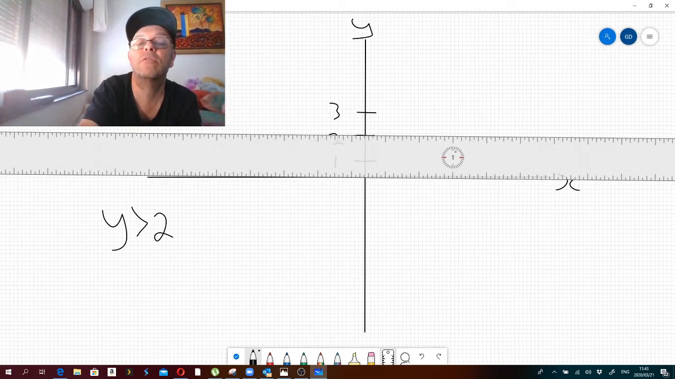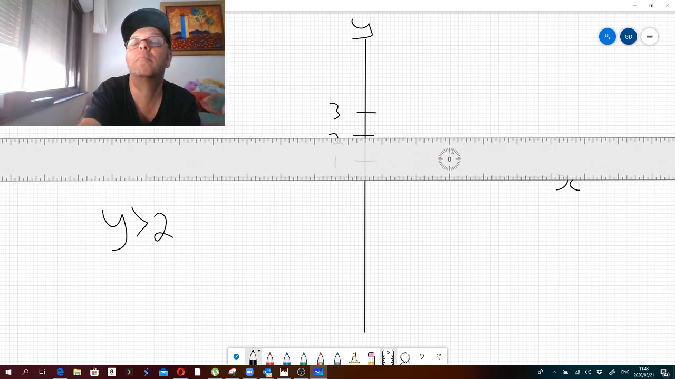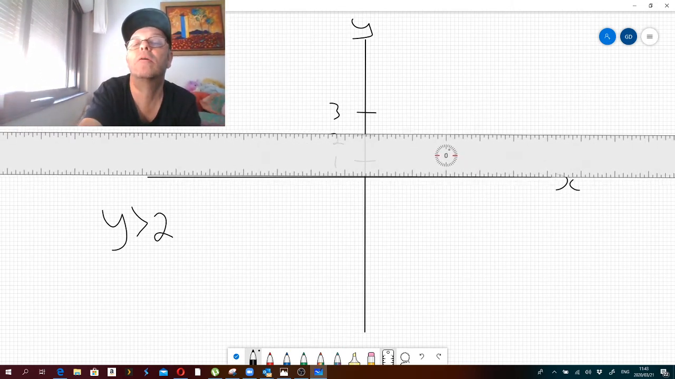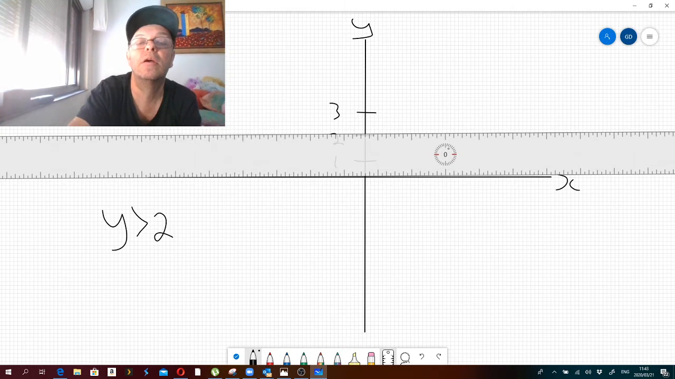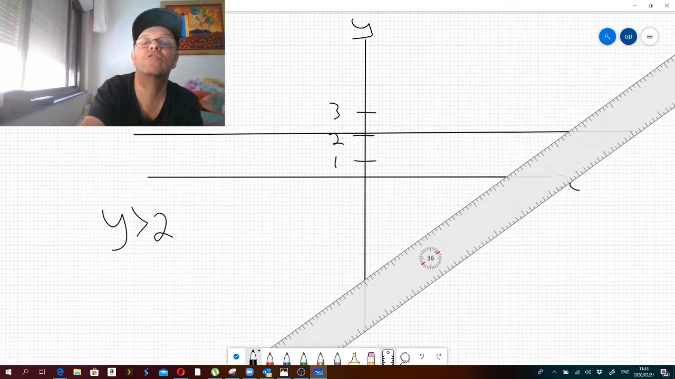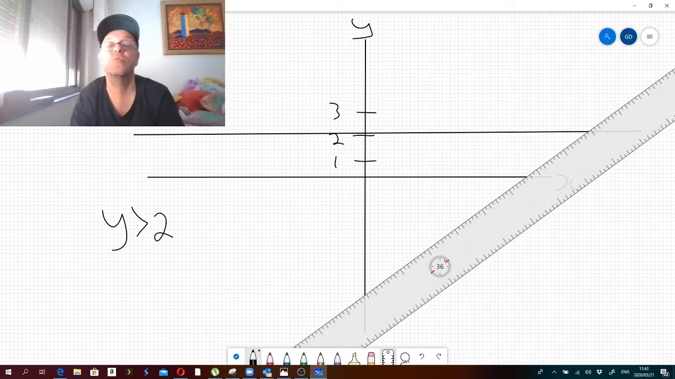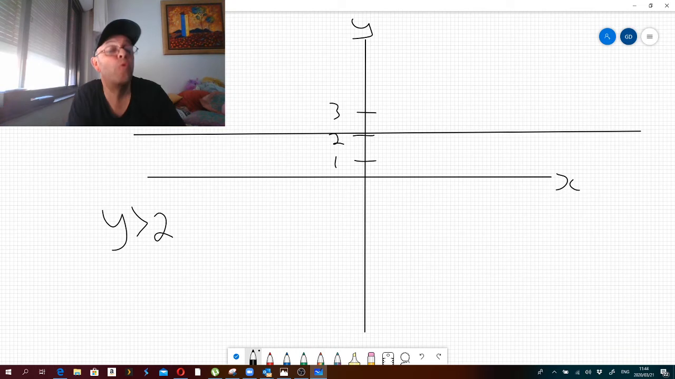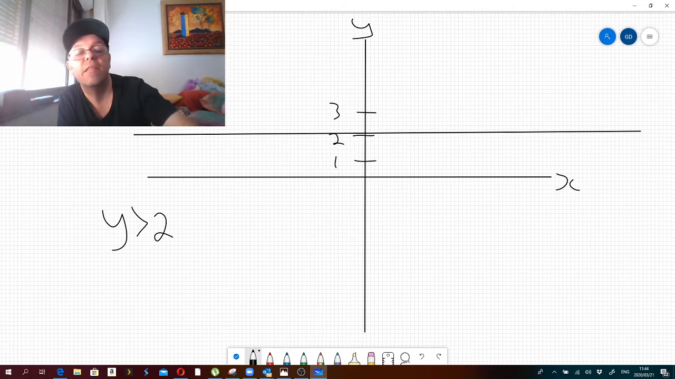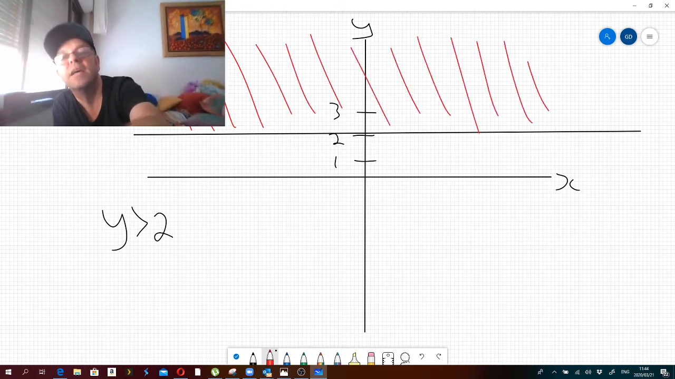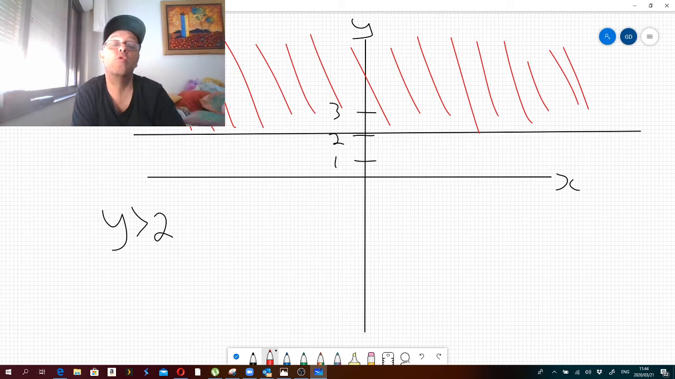Right, so let's run a straight line through there. That line that I've just drawn is the line y equals 2. Now if that's y is equal to 2 and I want everywhere that's greater than 2, then I'll have to shade everything above the line. Yes, so everything above this line is y greater than 2.